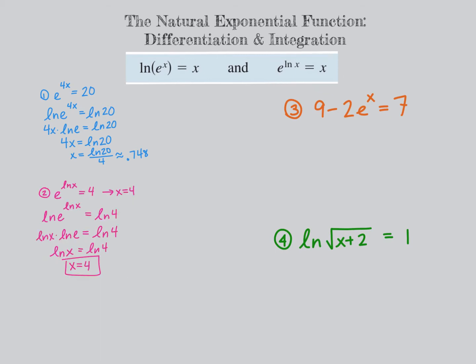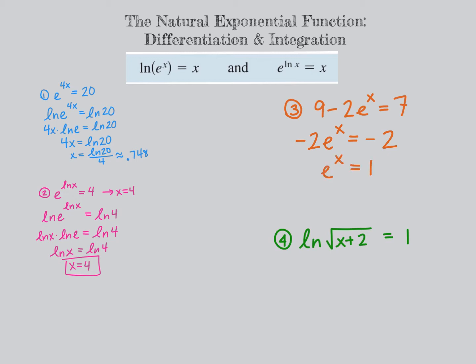Problem number 3 is semi-similar here. We just have to get the term with x in it by itself. So the first thing that we're going to do is subtract 9 from both sides. And we will get this. Then if we divide both sides by -2, we'll have e to the x equals 1.